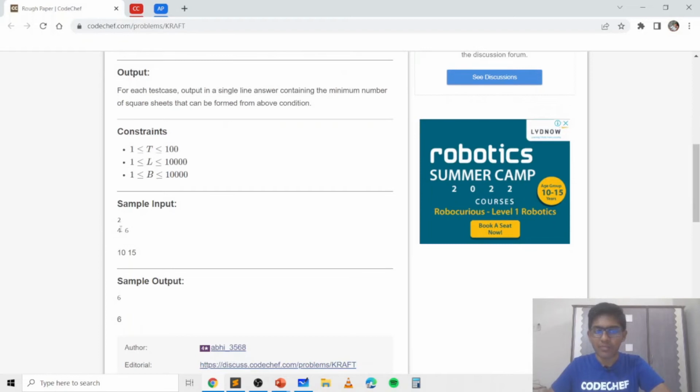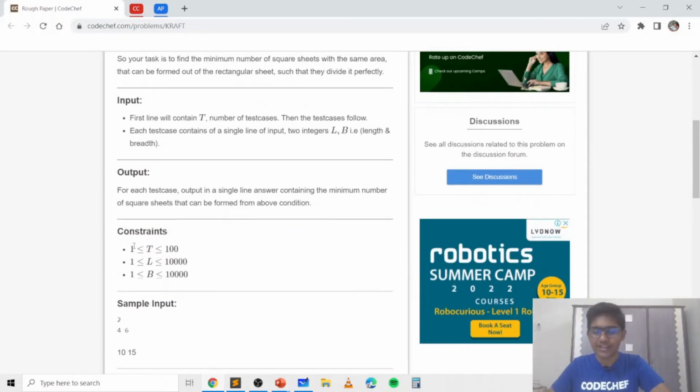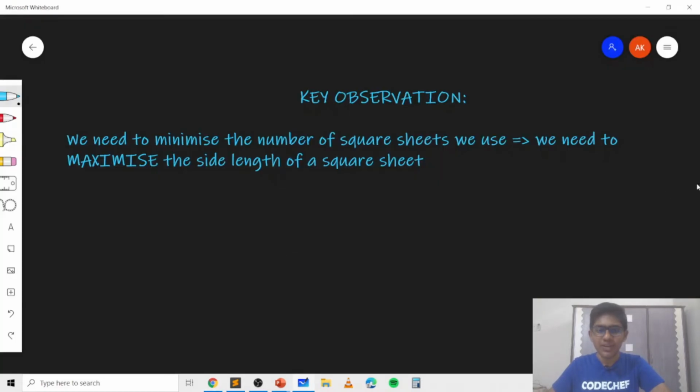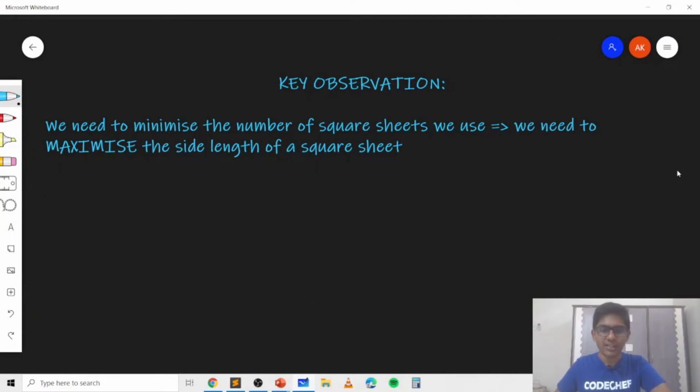So now I'll be explaining why we choose the side length to be 2 and why we choose the side length to be 5 in the first and second examples, and that lies in the key observation. So the key observation which I was talking about is that since we need to minimize the number of square sheets which we use, we need to maximize the side length of a square sheet.